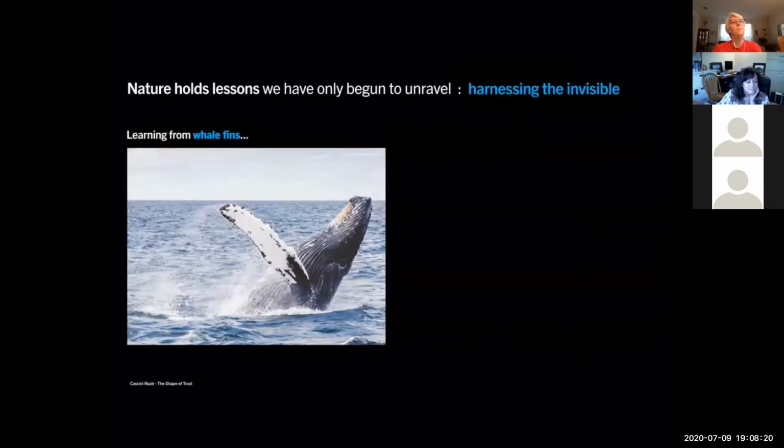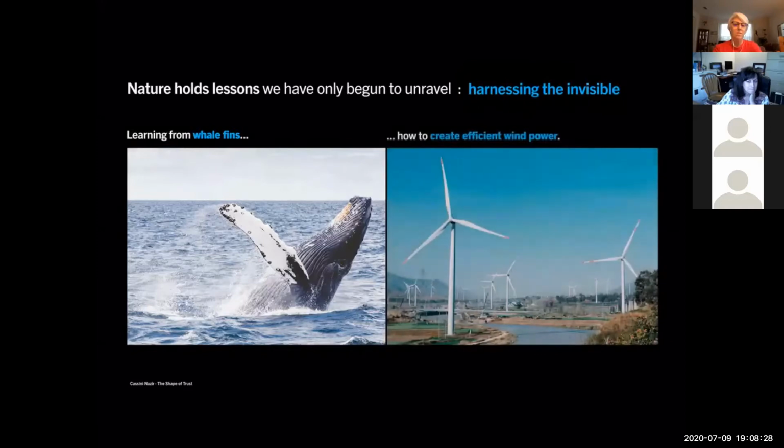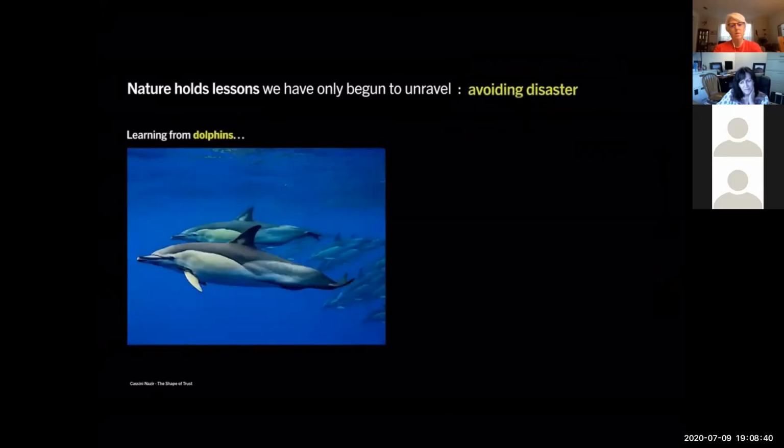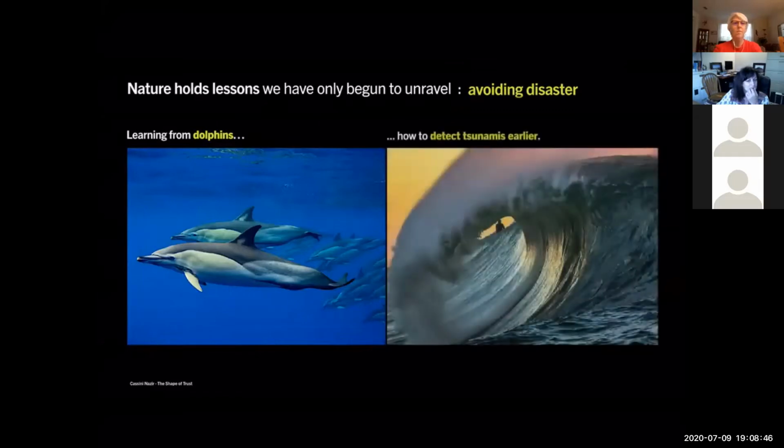We've learned from whale fins, which cut through the sea to rise into the air, and we've applied that to create efficient wind power. We've had something like 20% gains in the past 30 or so years in wind power. We've taken from dolphins, who have this early warning system inside of them, about how to detect tsunamis earlier.